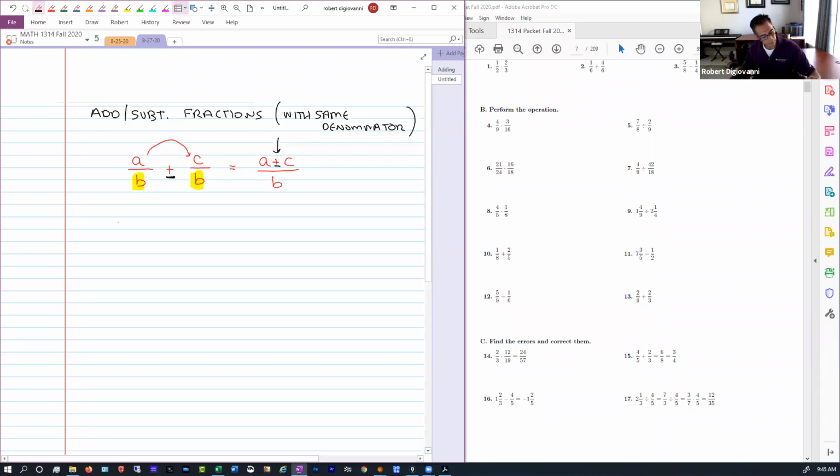We can do one more here. Example. Let's say we do 3/5 minus 2/5. If we're asked to subtract those two fractions, first thing we do is look at the denominators. We say, hey, they're the same, right? So all I'm going to do is this operation, which is 3 take away 2. Keep my denominator the same. Then I have 1 on top and 5, so 1/5.